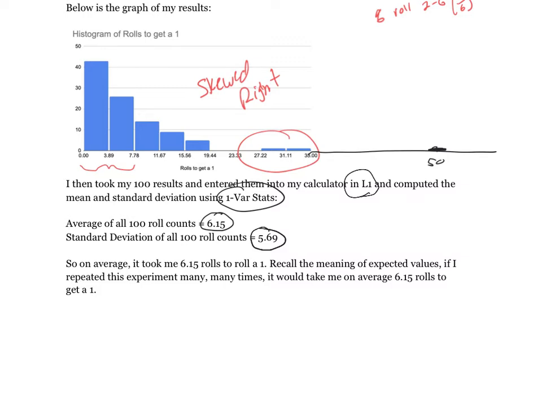So I'd expect to get my first 1 somewhere between the 1st and 12th roll usually, right? And if you look on the graph, that would be this area of the graph. So most of the time, I'm going to get my 1 by then.